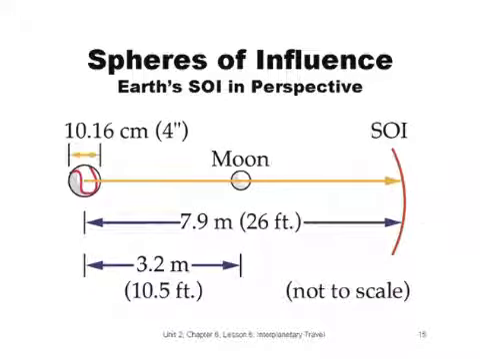Again, imagine the Earth is the size of a baseball. Its SOI would extend out 7.9 meters, or 26 feet. By the way, the moon would be the size shown and would only be 3.2 meters away from Earth. Our goal in using patch conic approximations is to determine the total velocity change a spacecraft needs so it can leave an Earth orbit and get into orbit around another planet.